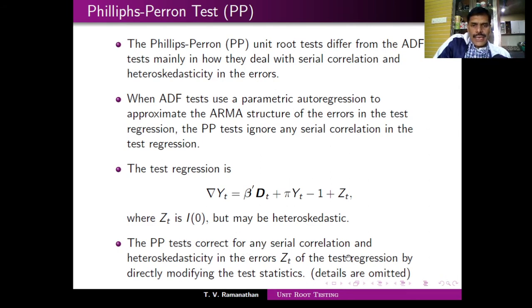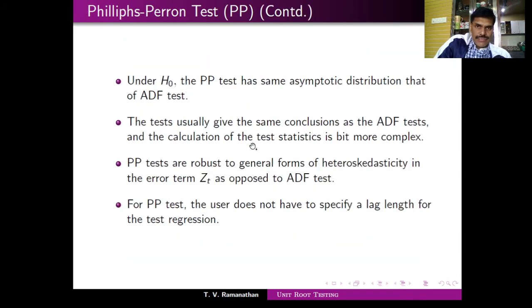The PP test corrects any serial correlation by directly modifying the test statistics, not by adding augmented terms. So that is the main difference between PP and ADF. Under H0, the PP test has the same asymptotic distribution as the ADF test. The test usually gives the same conclusion. Mostly it gives the same conclusion. It won't change much.